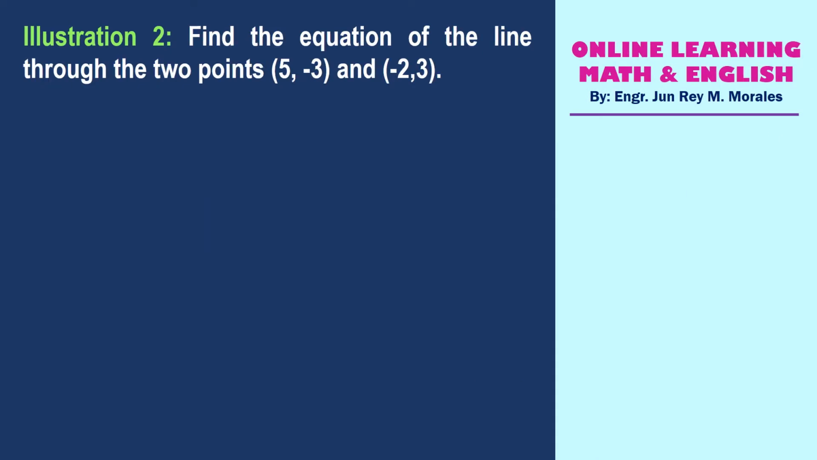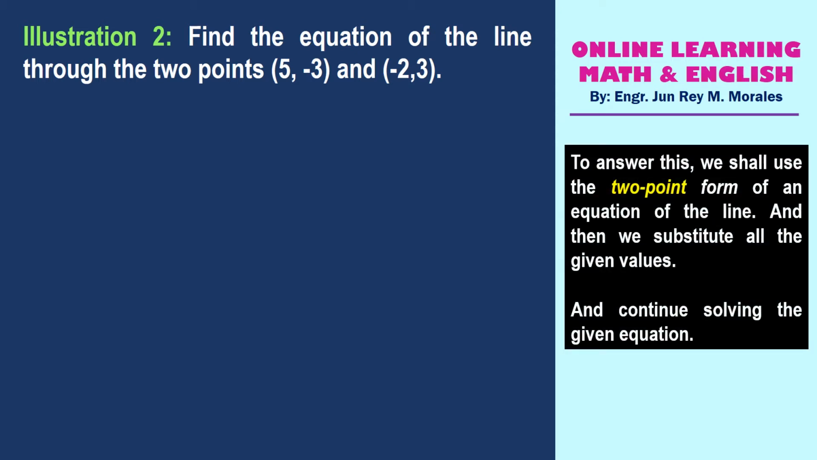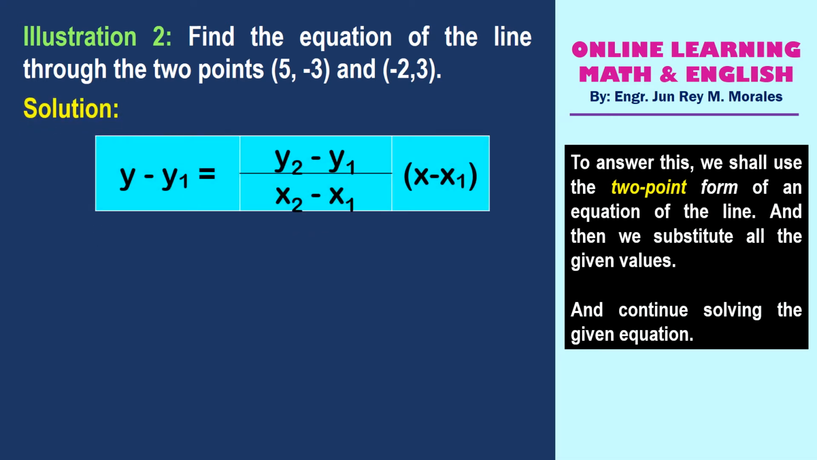We discussed this form using illustration 2. Find the equation of the line through the 2 points (5, -3) and (-2, 3). To answer this, we shall use the 2-point form of an equation of the line. And then we substitute all the given values. And continue solving the given equation.